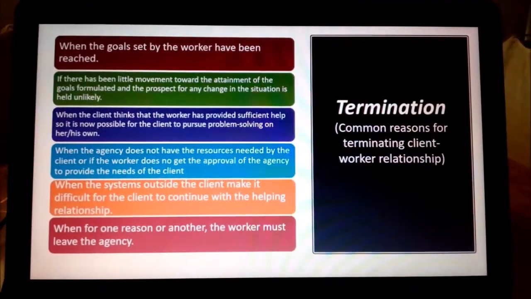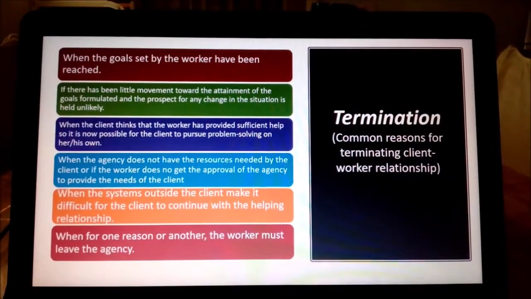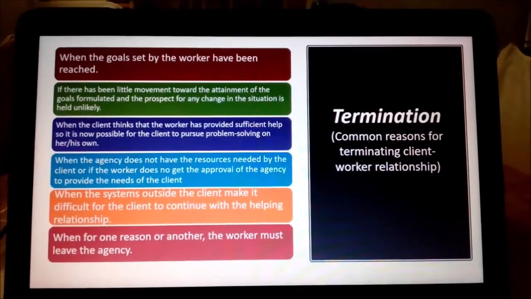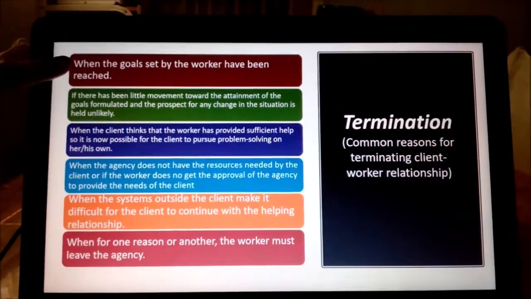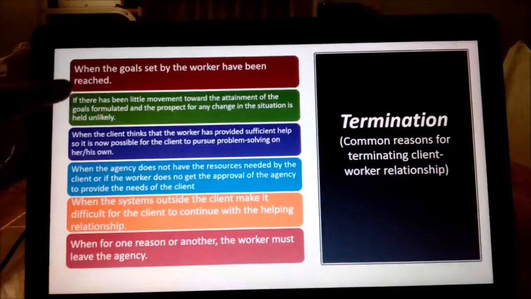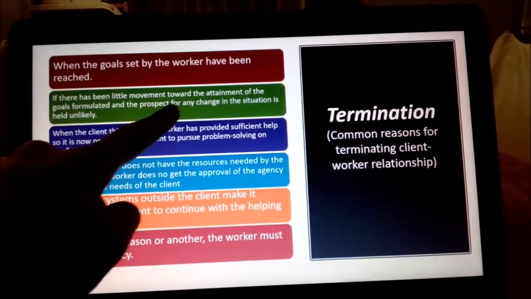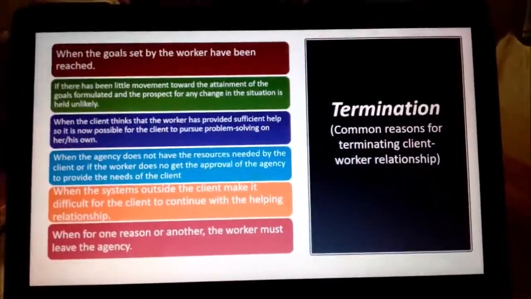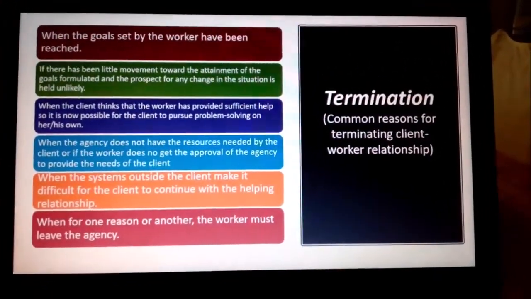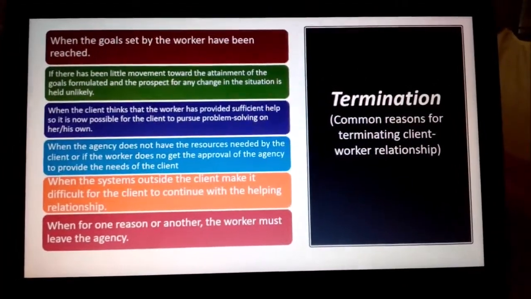First one, we have when the goals of the worker have been reached. So, pag sinabi natin termination, it's not just the negative aspect of removing or releasing the relationship, but meron din niyang positive aspects. So, here, when the goals set by worker have been reached, it's achieved na yung kanilang goals. Second one, kapag na-attain na nila yung formulated goals and the prospect for the changes in situation. Kapag after nilang ma-evaluate, nakita nila sa evaluation that the result is very good. So, exactly, it is being attained, it is being achieved in the process of social work.